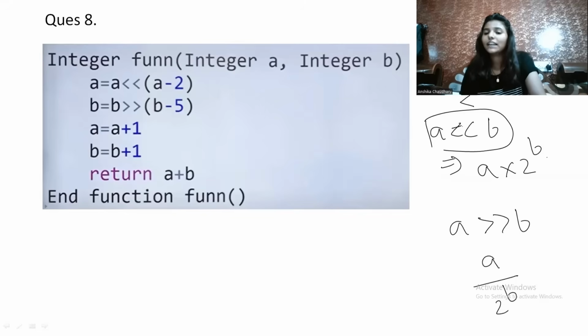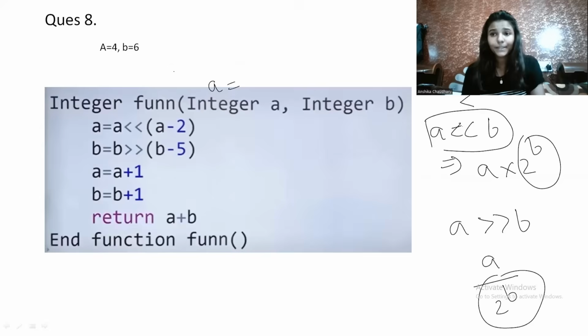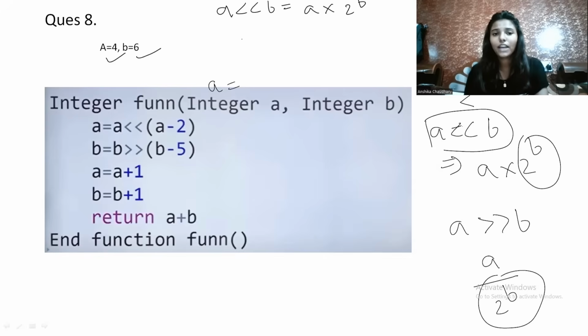In the left shift operator we have to multiply, and in the right shift operator we have to divide. Guys, we have to perform these operations on the values a equals 4 and b equals 6. So when we have to perform the left shift operation, we would write it as a left shift b will be a multiplied by 2 to the power b. And we will write the right shift similarly. I hope it is clear to you. So now solve this question.